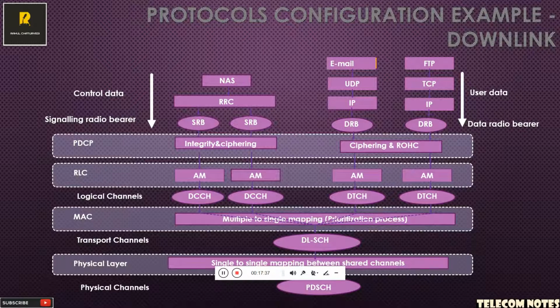As we know, integrity is just for the C plane, not for the U plane. So in the user plane you will find ciphering and ROHC, robust header compression. After that it moves to the RLC and you get acknowledgement mode. And as you can see, in email and FTP we are transferring data, so it's the DTCH channel now. It's not a control channel, it's a traffic channel. After that it is put through the prioritization process, multiple to single mapping by MAC. In this we use the MAC scheduler also. After putting it on the DLSCH, it is again mapped over the physical channel, that is PDSCH.